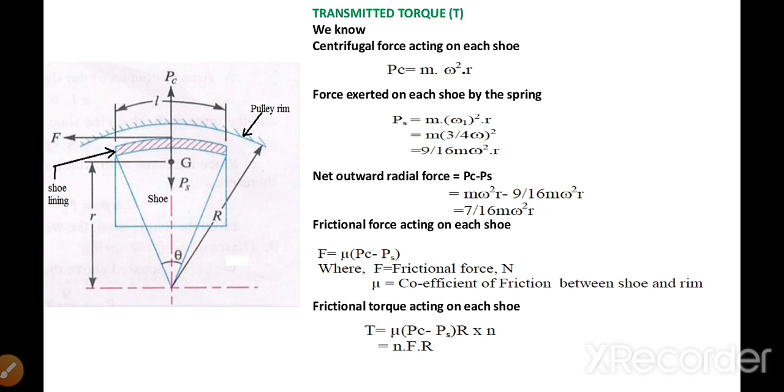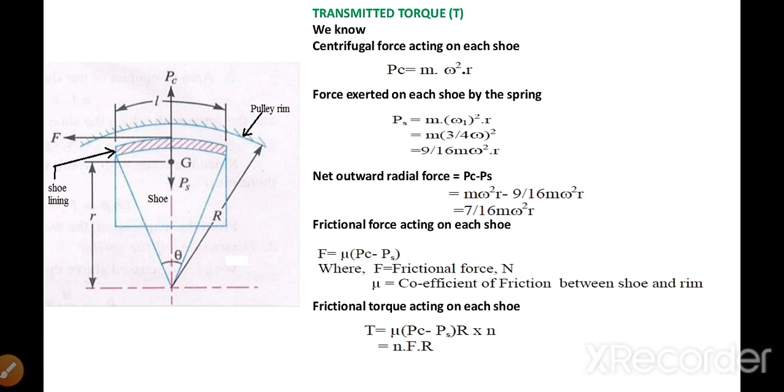Now the net outward radial force by which these shoes are pressed against this rim can be calculated by Pc minus Ps. That is the difference between the centrifugal force and the spring force, because both of these forces are acting in opposite direction. Here you can see in this figure Ps and this is your Pc. If we put the magnitude of Pc as m omega square r and Ps as 9 by 16 m omega square r, we get the net radial outward force, that's 7 by 16 m omega square r.